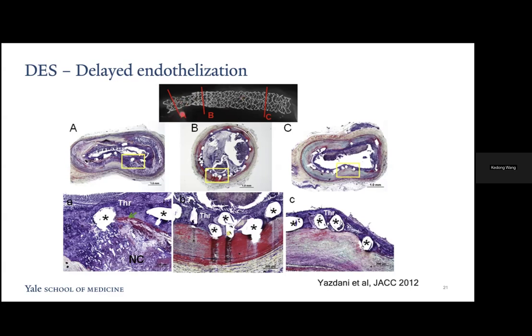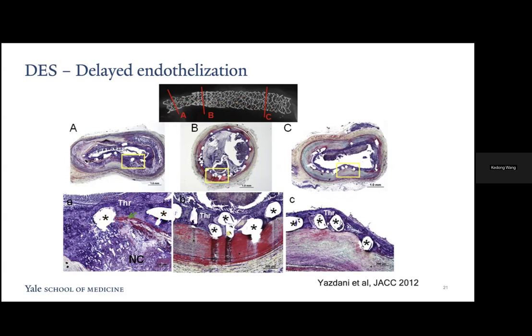Each of these are cross sections. So these are two stents that are overlapping one another, and there's cross section A, B, and C. So you can see in A that this red line here is the fibrous cap of this particular lesion, and the asterisk is the stent struts. So the stent struts have disrupted the fibrous cap here.